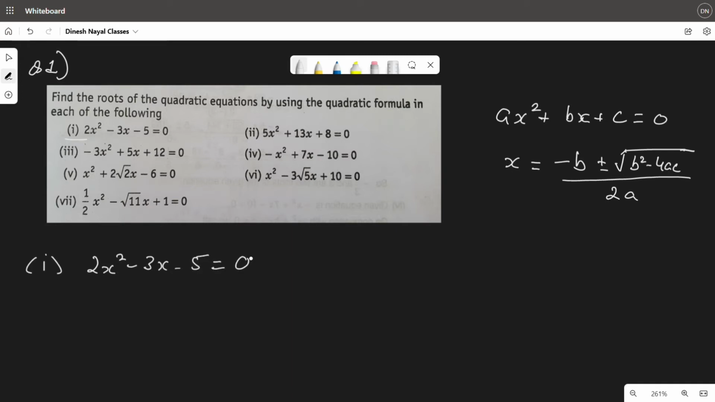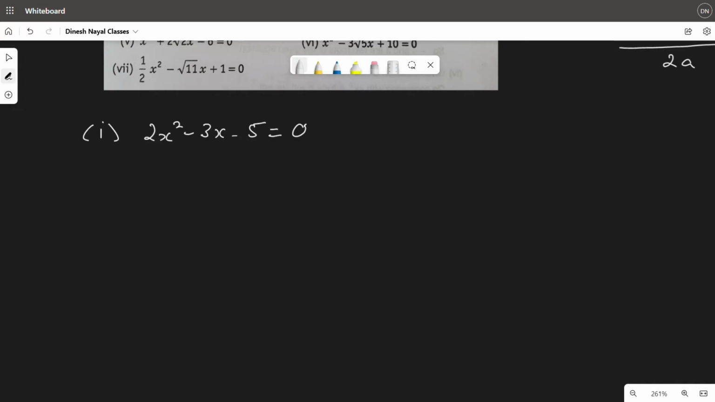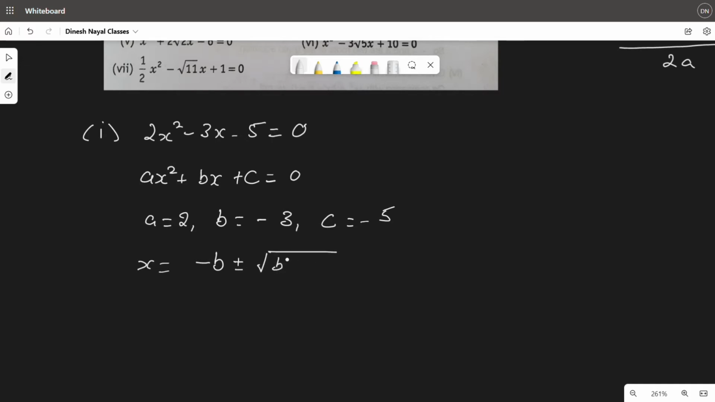Now comparing it with the standard equation, which is ax square plus bx plus c equals 0, we get a equals 2, b equals minus 3 and c equals minus 5. And we know that by the quadratic formula, x equals minus b plus minus under root of b square minus 4ac, upon 2a. Now substituting the values, b is what?